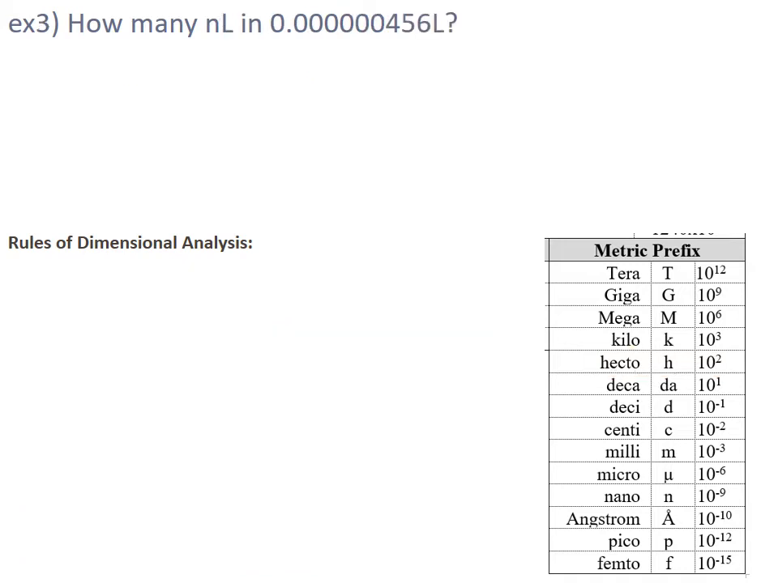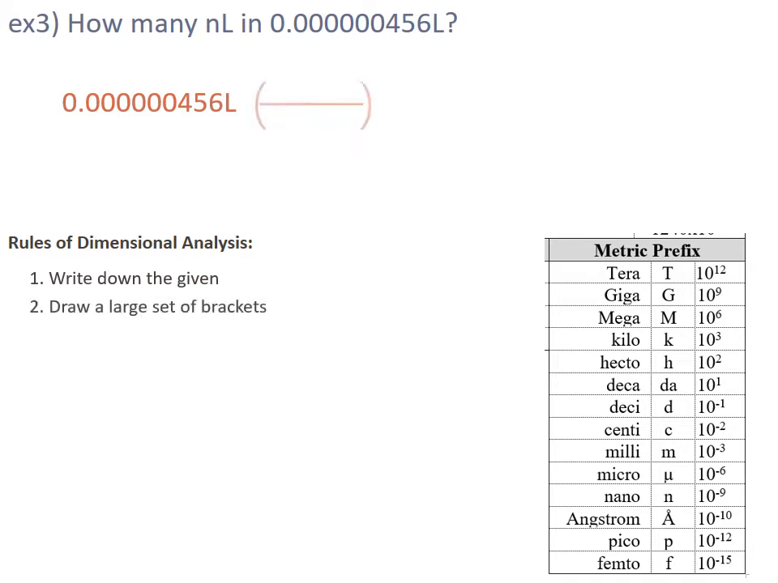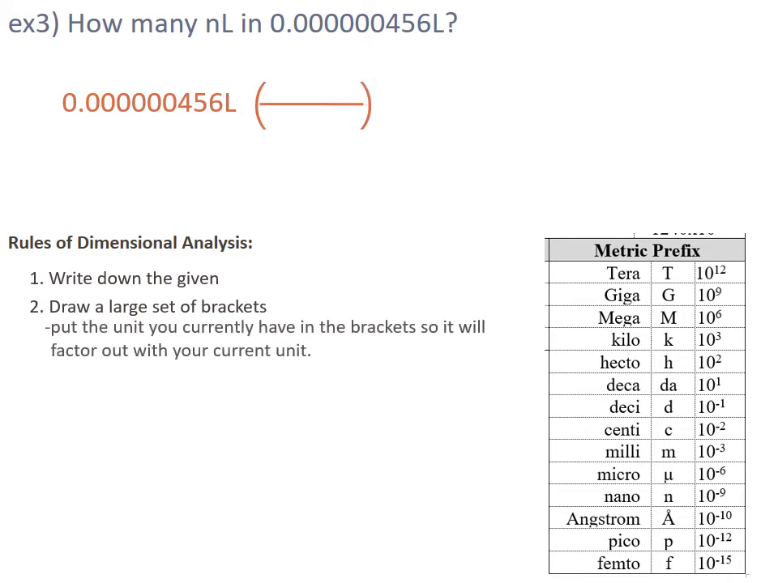Example 3, how many nanoliters in 0.000000456 liters? Again, I start by writing down my given, 0.000000456 liters. I draw a large set of brackets. I currently have liters, so to get rid of liters, I will place it in the denominator so that liters and liters can factor out, and I will put nanoliters in the top because that is what I am looking for.